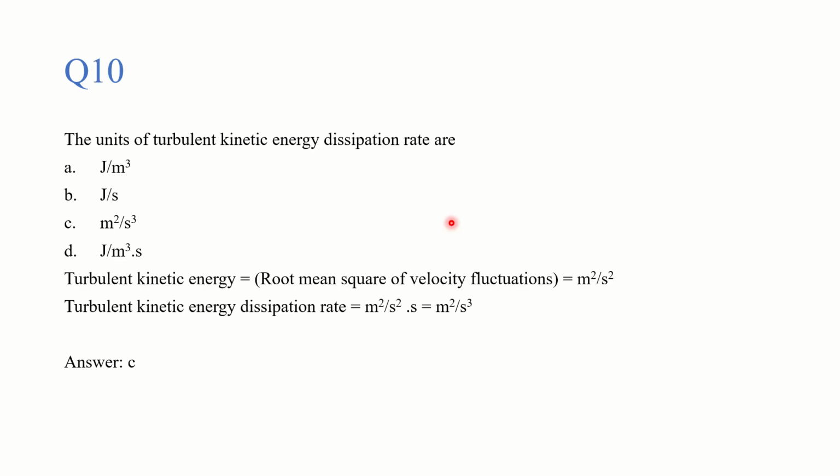What is the unit of turbulent kinetic energy dissipation rate? We calculate the turbulent kinetic energy from the root mean square of velocity fluctuations. The unit from the turbulent kinetic energy equation is meter square per second square, and the dissipation rate is that divided by second, which is meter square per second cube.